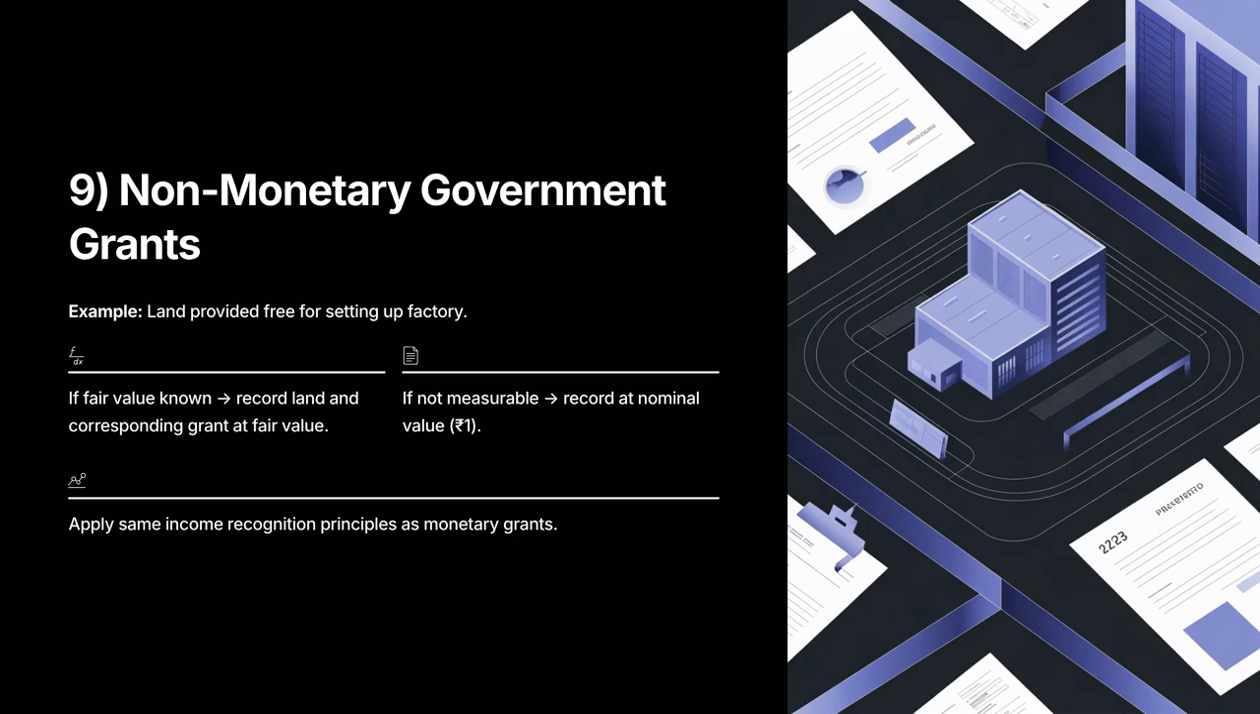Non-monetary government grants. Sometimes the government gives assets instead of cash. Say, free land to set up a factory. If you can estimate its fair value, record both the land and an equal grant value in your books. If the fair value isn't measurable, use a nominal amount, usually 1 rupee, to acknowledge the benefit. After that, apply the same recognition rules as with monetary grants. Match income with asset life.